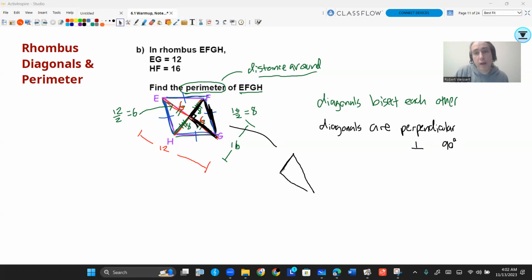Do you see a way that I can take that 8, 6 and figure out what is the side length of that rhombus? Well, I have a right triangle. I have two of the sides. I'm trying to find the hypotenuse. Remember, the hypotenuse is the longest side in any right triangle. And I have a formula to get that.